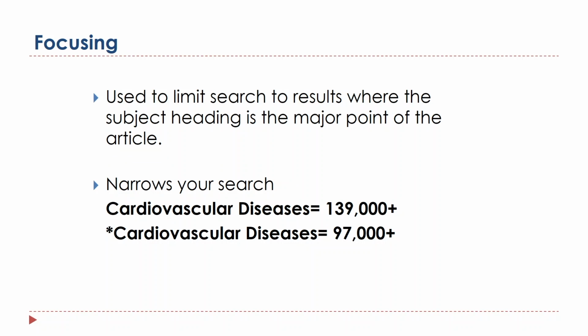So when focusing a search, you're limiting the search results to articles where the subject heading is a major point in the article. And this will narrow down the number of results. So for example, with cardiovascular diseases, if you don't focus it, you'll have 139,000 results approximately. But if you do focus the search, you'll end up with 97,000 results. So that's a lot less.